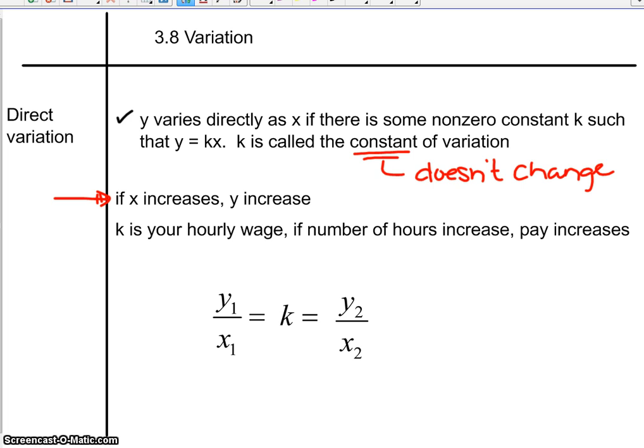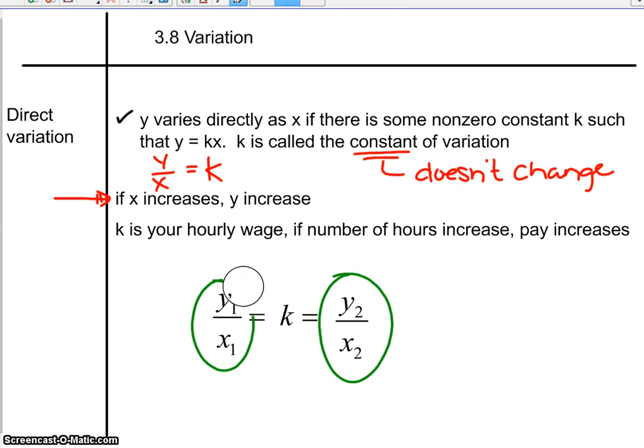Now, if I solve up here for my constant of variation, if I get k all by itself, I get y over x. I can set up a situation down here where I'm going to have my very first case, which is my y1 over x1. So it could be that y is how much you made in your last paycheck, x is the number of hours that you worked, and that's going to divide out to give you your constant, your hourly wage, and then the second week the same thing.